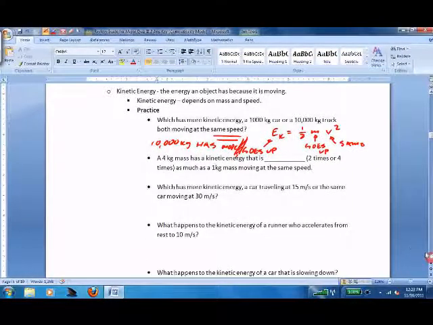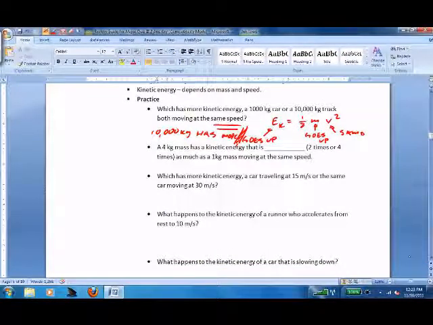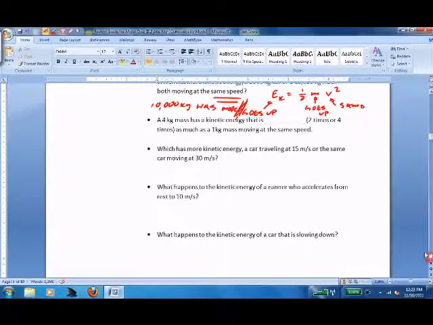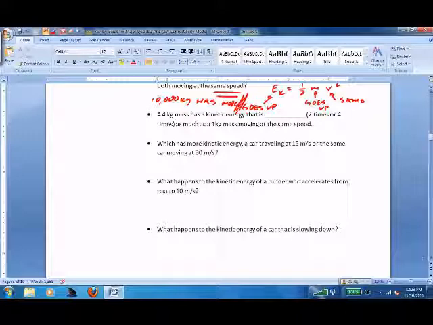Now, this is where life gets challenging. If the speed changes, for example, here we have a runner. What's their kinetic energy? Well, this didn't change.